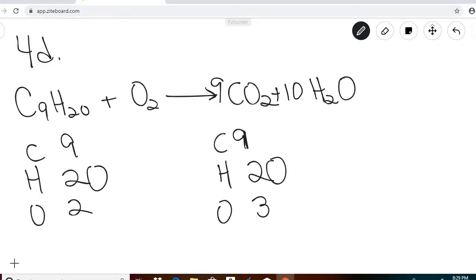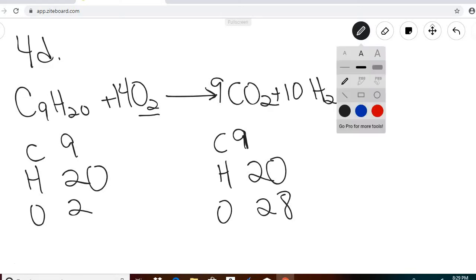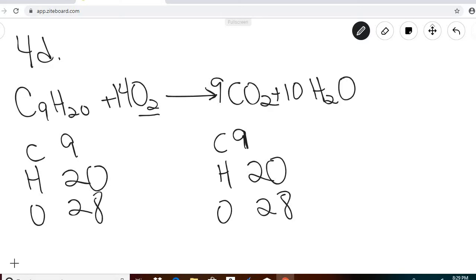And now if we look at the oxygens, we have 2 and we have 18. 2 times 9 is 18 plus 10 is 28. So we now have 28 oxygens over here. So we can get 28 over here by having 14 oxygens. 14 times 2 is 28. So that is now balanced.